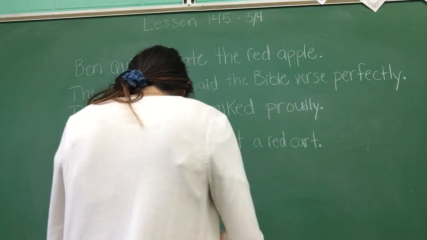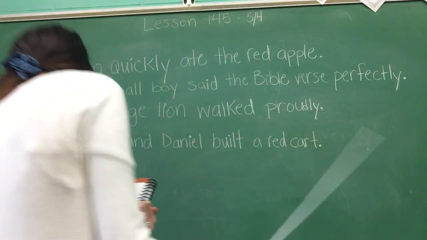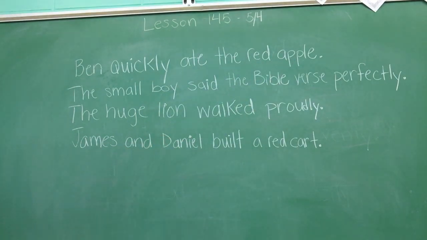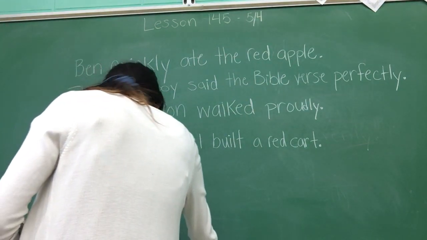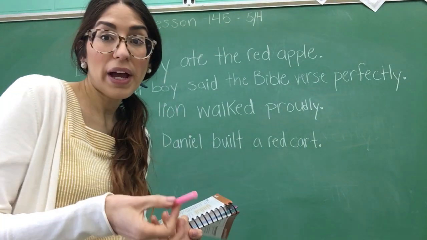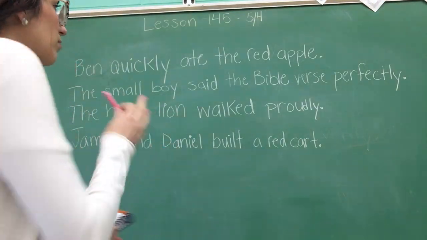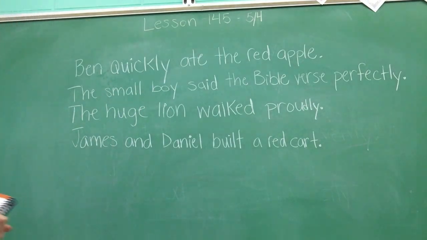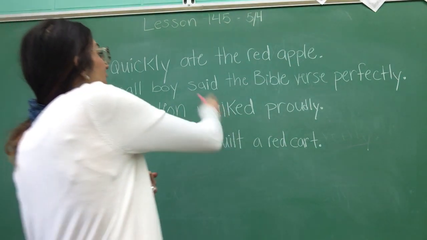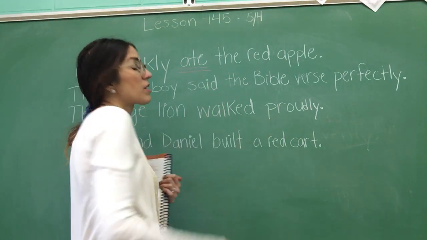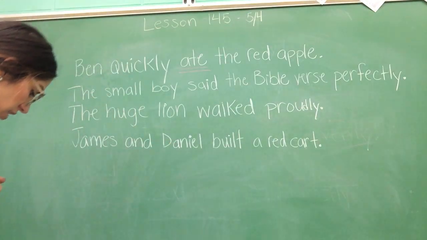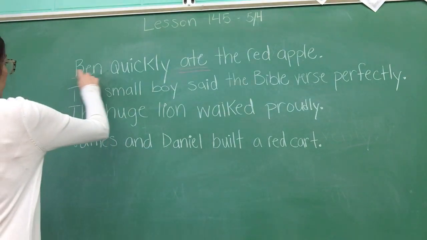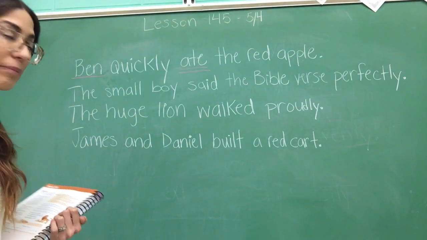Sentence number 1. It says, Ben quickly ate the red apple. Now, our first thing we're going to do is draw 2 lines under the verb. That's step 1. What's the verb? The action, right? Action. So what's the verb? Very good. Ate. Underline that 2 times. Now the subject. What is our subject? Very good. Ben. We underline that 1 time.